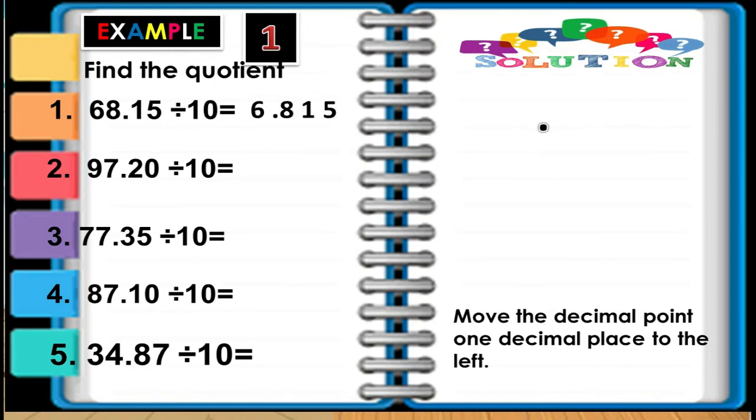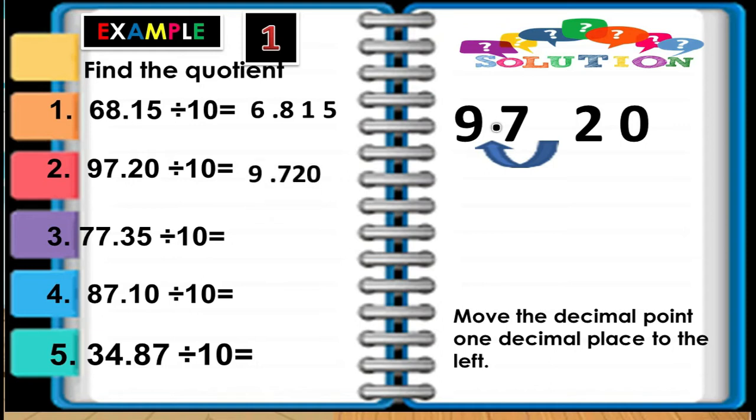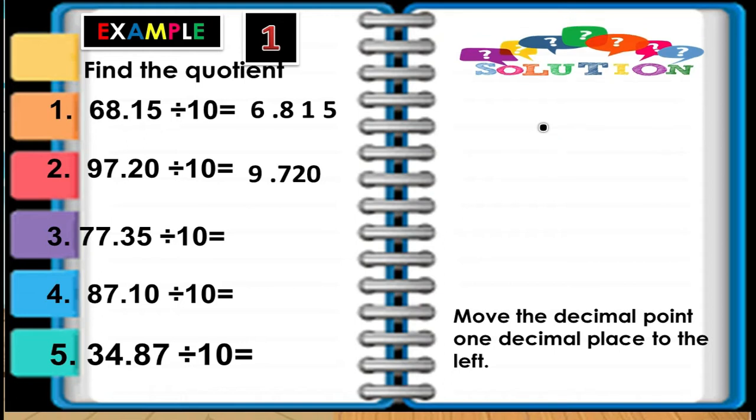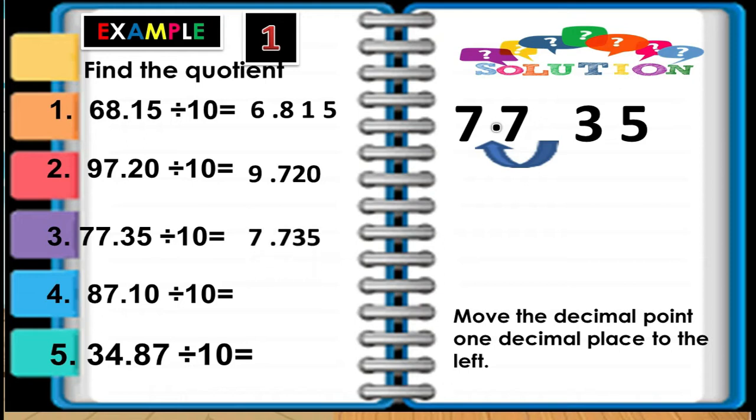For number 2, 97 and 20 hundredths divided by 10. Move the decimal point 1 place to the left. Here is the decimal. The answer is 9 and 720 thousandths. For number 3, 77 and 35 hundredths divided by 10. Move the decimal point 1 decimal place to the left. Here is the decimal. The answer is 7 and 735 thousandths.